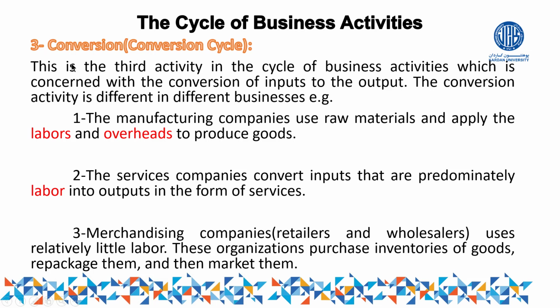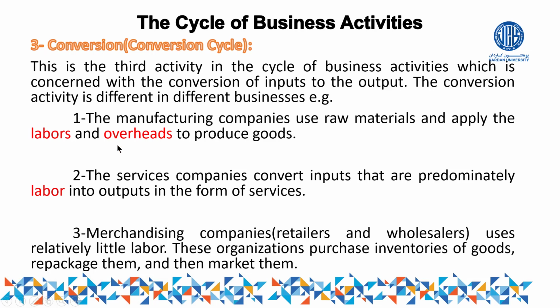This third activity or cycle in the business activity is basically the conversion cycle. In the conversion cycle, we also have several activities, but of course it depends on the nature of the organization. For example, if the organization is a manufacturing company, they use raw materials and apply labor and overheads to produce products. So our activities are management of raw materials, management of labor, and management of materials. All of these are activities which they create for us in the stage of conversion.